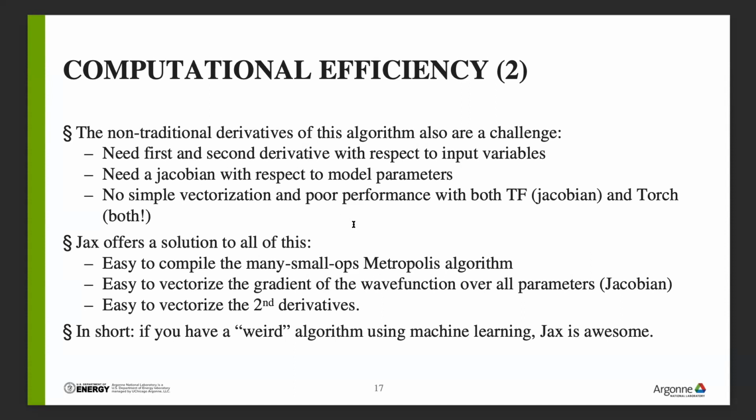JAX also gave us an easy way to compile a lot of our small operations into one XLA graph. It was very easy to vectorize everything. And in short, if you have any sort of machine learning algorithm that you would say is weird, and by weird, I mean it's not equal to ImageNet or a large language model, JAX is really awesome. So I see it cropping up in differential equation solvers and all sorts of places.